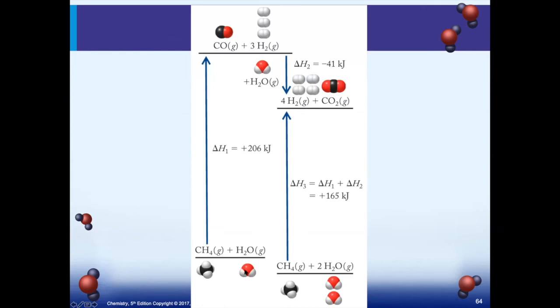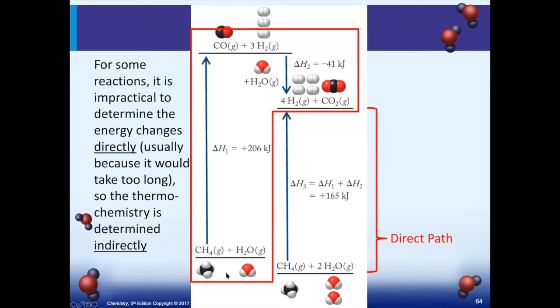So the idea being that I can't really monitor this right here. The methane plus 2 waters becoming these products, 4 hydrogens and a carbon dioxide, let's say for whatever reason I cannot measure the enthalpy change directly for that reaction, but I can monitor the enthalpy change of this first reaction. Kind of makes you cry, doesn't it?